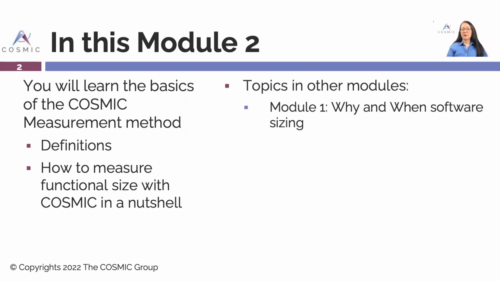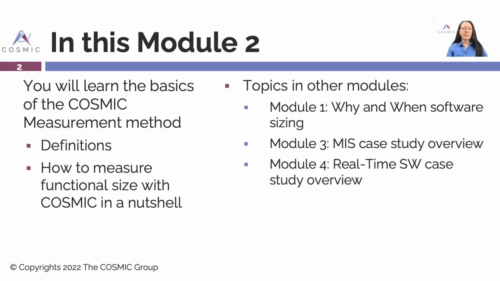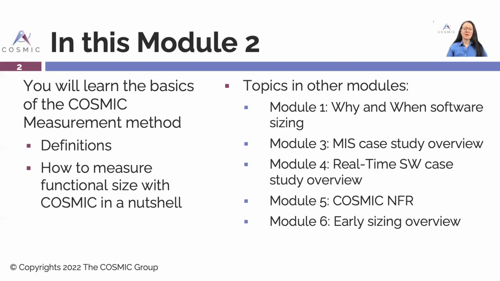The topics in other modules, like Module 1, Why and When Software Sizing, are already available, and other modules can also be viewed. Module 3, Management Information System Case Study Overview, Module 4, Real-Time Software Case Study Overview, Module 5, COSMIC Non-Functional Requirements, Module 6, Early Sizing Overview, and Module 7, the Estimation Process.